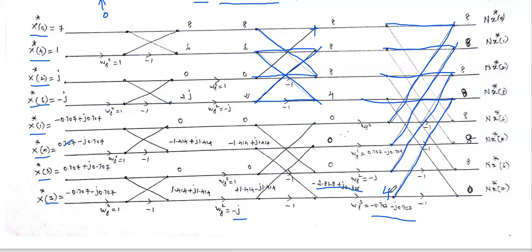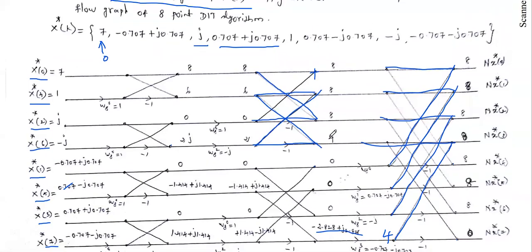Okay, here 4 multiplied with minus 1. So 4 minus 4, it is 0. Okay, so what is the answer appearing in the DIT algorithm? So 7, 8, 8, 8, 8, and the last answer is 0. So here we are calculating the inverse DFT.